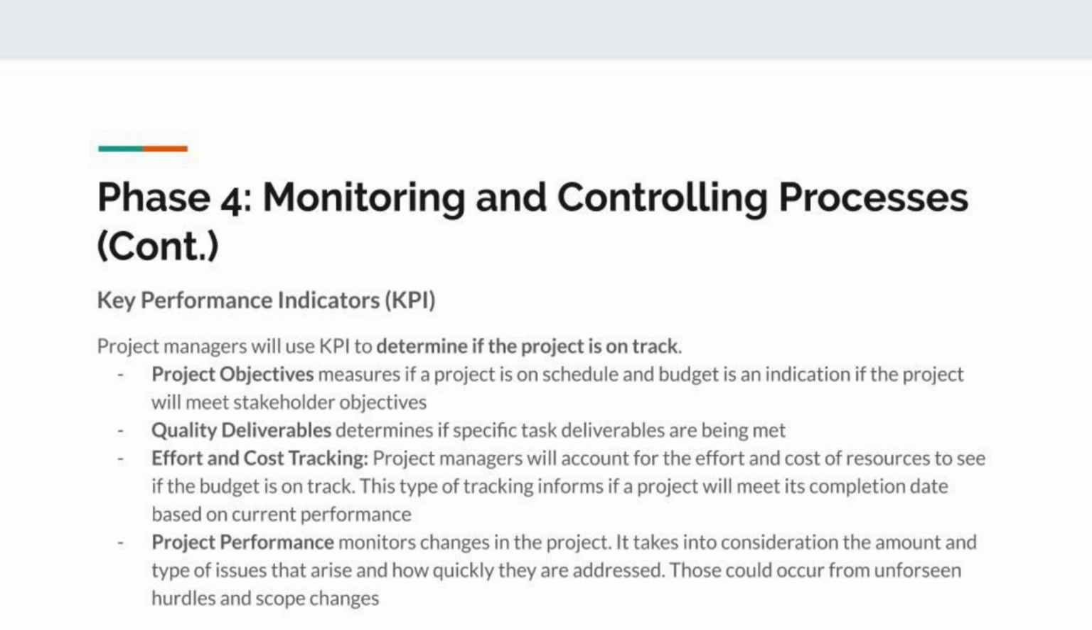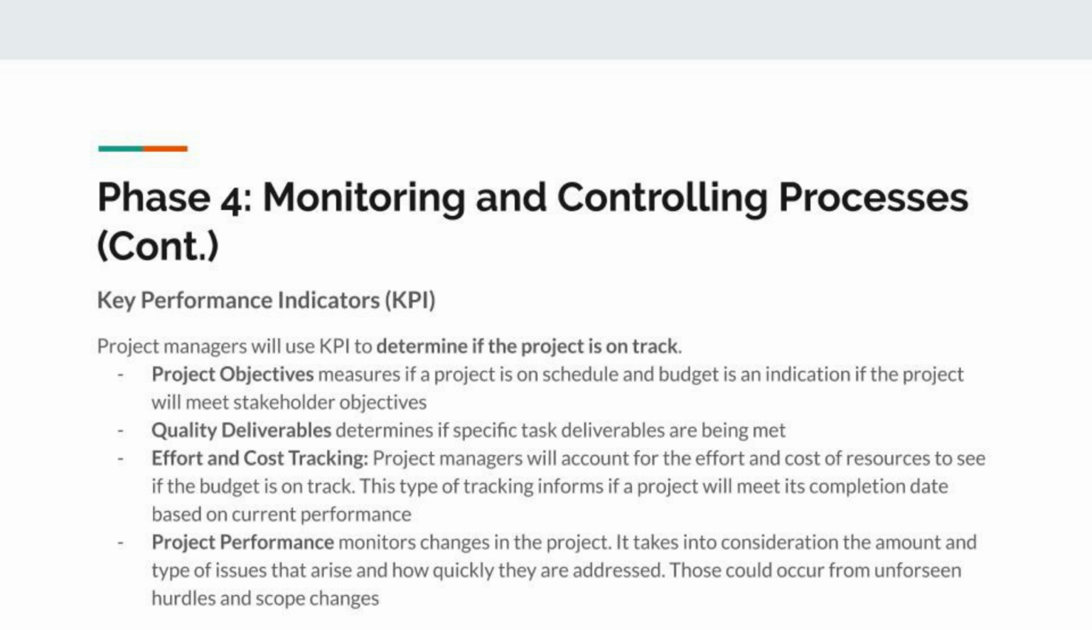This slide mainly focuses on key performance indicators, known as KPI. Project managers will use key performance indicators to determine if the project is on track. Project objectives measure if a project is on schedule, and a budget is an indication if the project will meet stakeholder objectives. Quality deliverables determine if the specific task deliverables are being met.